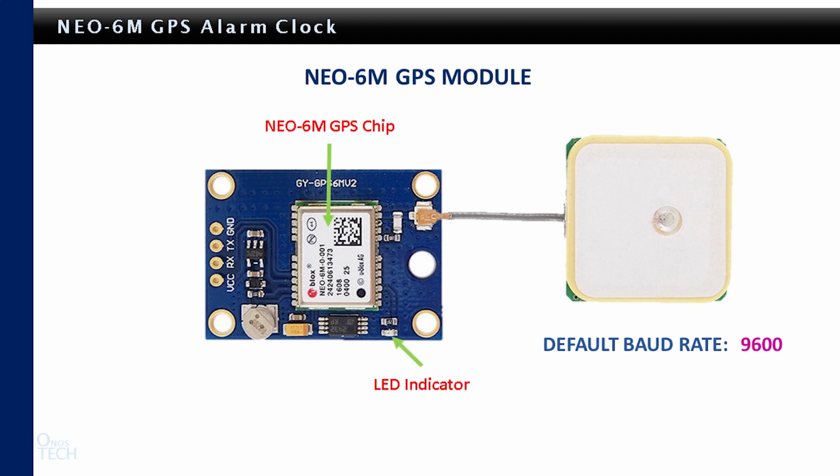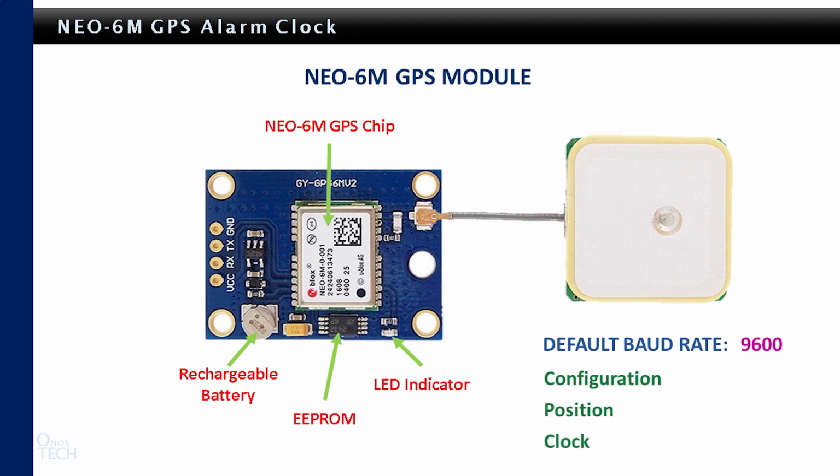It has an LED indicator that only starts blinking when a position fix is found. Otherwise, it is off. It has an EEPROM and a rechargeable battery that retains configuration data, latest position data, and clock data. It also has a patch antenna for receiving the GPS signal. It has the VCC pin, the GND pin, the TX and the RX pins. Since we will only be receiving the GPS data, only the TX pin will be connected in our practical demonstration.